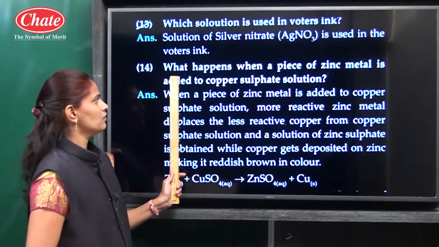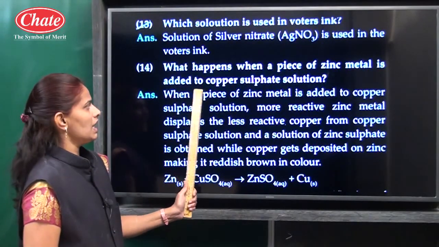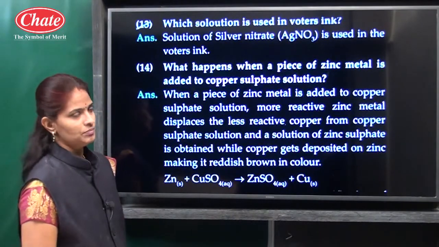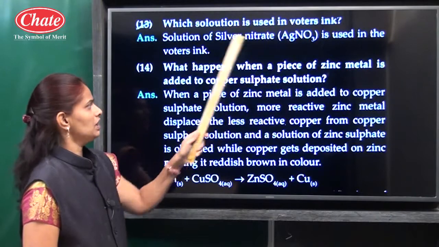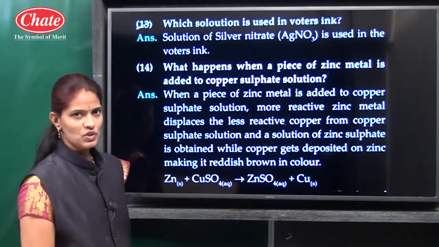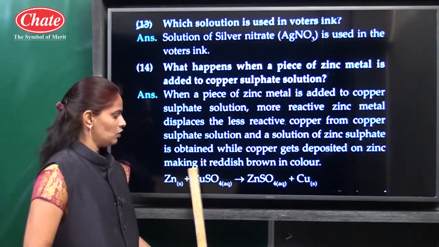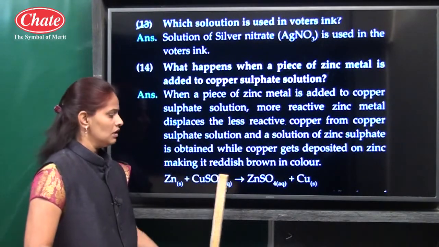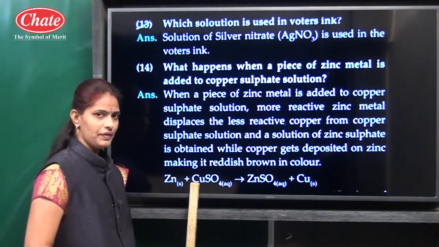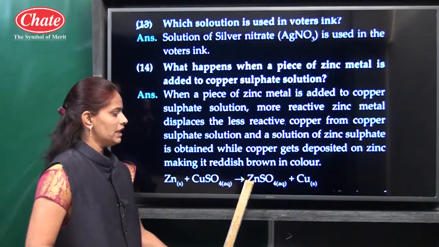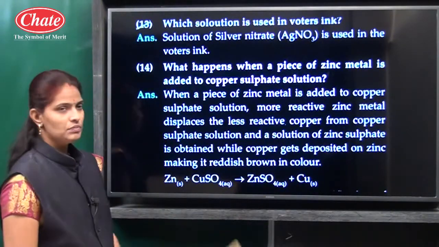Then the next question, what happens when a piece of zinc metal is added to copper sulfate solution? What will happen? Zinc metal is added to copper sulfate solution. So in this reaction, when we add zinc into copper sulfate, that is CuSO4, zinc displaces copper from copper sulfate and forms a new product, that is ZnSO4, zinc sulfate, along with copper. So it is a displacement reaction.